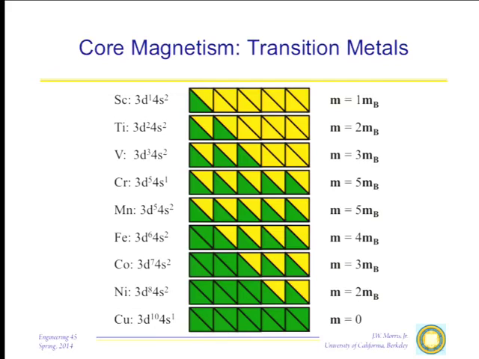Manganese also has a magnetic moment of 5. You may wonder why these things that have these huge magnetic moments are not the things we ordinarily think of as magnetic materials. I'll get to that in just a minute. Iron, magnetic moment of 4. Cobalt, magnetic moment of 3. Nickel, magnetic moment of 2.